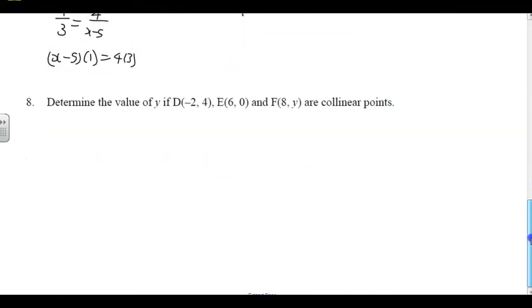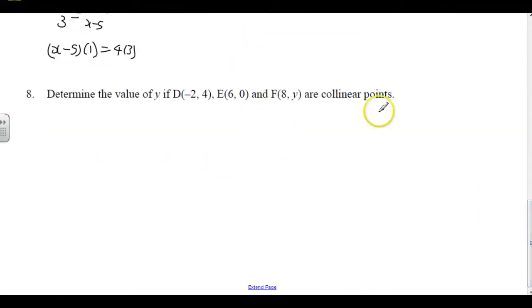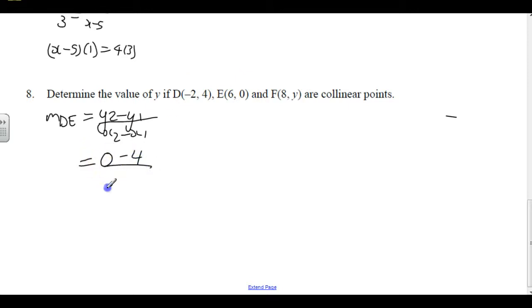Determine the value of y if these are collinear points. Okay, so really what we're doing is what we just did, right? We'll work out the slope of DE because we can. So the slope of DE, y2 minus y1, x2 minus x1. So 0 minus 4, 6 minus -2, -4 over 8, or -1/2.